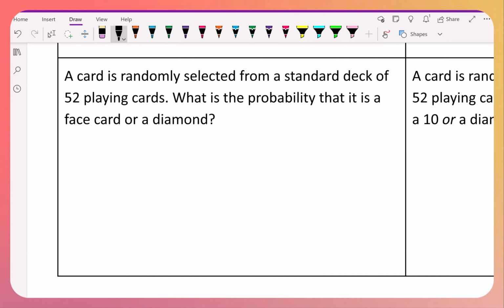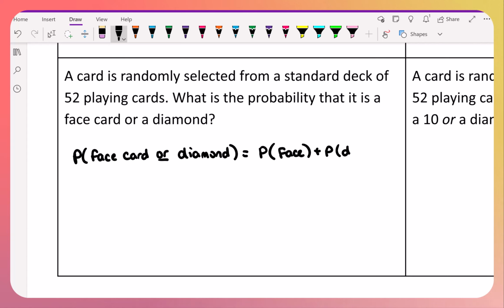Okay, so the next example says a card is randomly selected from a standard deck of 52 playing cards. What is the probability that it is a face card or a diamond? So let's write that down. Since it's an or, I can use the formula again. So I can set it up by saying the probability of a face card plus the probability of a diamond. And at this point, you have to ask yourself, can you have the probability of both of them occurring at the same time? Can you have a face card that is also a diamond? Yes, yes you can. So we absolutely have to put that part of the formula in to get the correct probability.